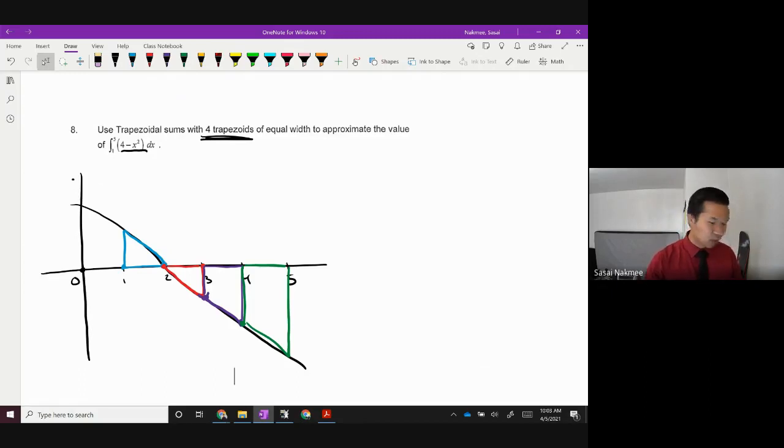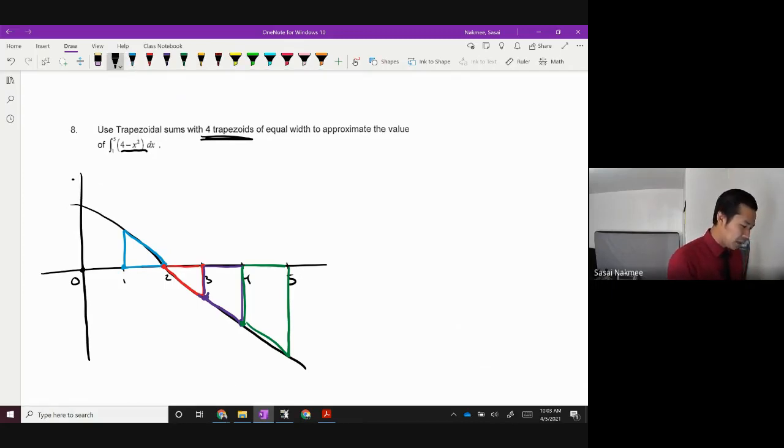Leslie, does what I have drawn make sense so far? For number 8 right now, this is the trapezoidal sum. It does? Awesome. So now we just go ahead and calculate the area of each trapezoid, right?